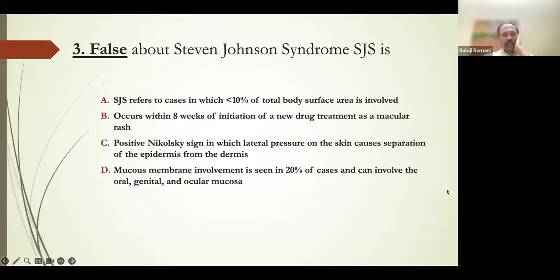Now going on to some benign conditions. Stevens-Johnson syndrome: which is the false statement here? SJS is where less than 10% is involved and occurs within 8 weeks of initiation of a new drug, presenting as a macular rash. Positive Nikolsky sign, with lateral pressure causing separation of the dermis and epidermis. Mucous membrane involvement in 20% of cases involving the various mucosa. Which is the false statement here?